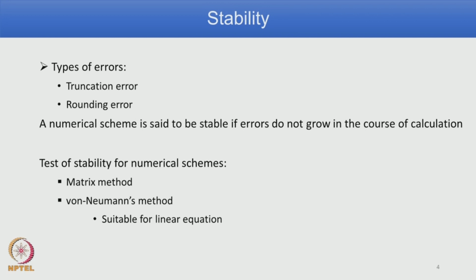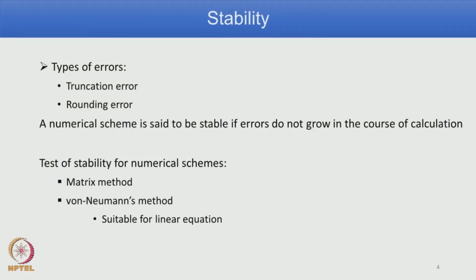Now, how do we check stability for a particular numerical scheme? There are two popular methods, one is the matrix method, the second one is the von Neumann method. In the matrix method, one finds the eigenvalues, and based on the eigenvalues one can explain whether the scheme is stable or not. There is another method, the von Neumann method, where a Fourier series explanation is used, and in today's class we will particularly talk about the von Neumann method and how to apply it to a discrete equation.